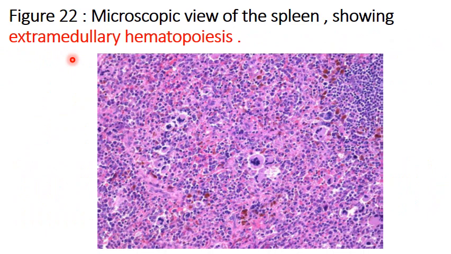Microscopical view of the extramedullary hematopoiesis. This is extramedullary hematopoiesis. We see all the series of the red blood cells and all the progenitor cells. This is a megakaryocyte. Look, this is a large multinucleated cell. This is a megakaryocyte, in addition to the myeloid series and the red blood cell progenitors.